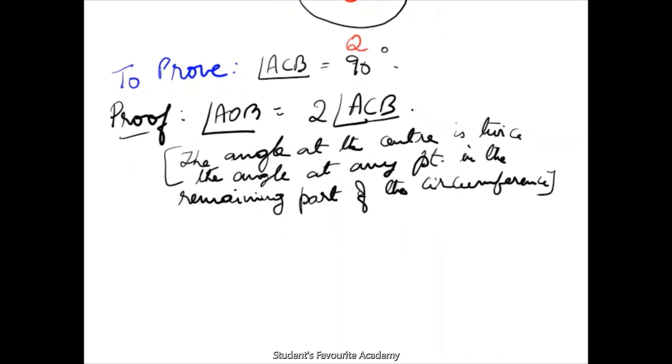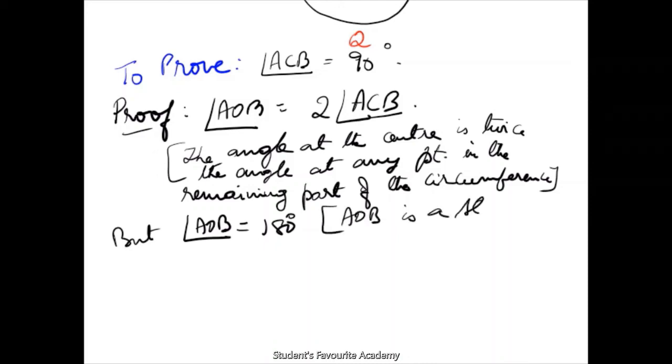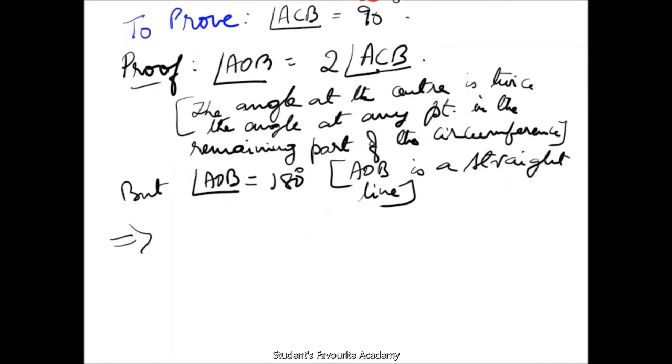So, but angle AOB is 180 degrees. Why? Because it's a straight angle. But angle AOB is equal to 180 degrees. What is the reason? AOB is a straight line. So angle on a straight line is 180 degrees. So this implies 180 degrees is equal to twice angle ACB. Okay.